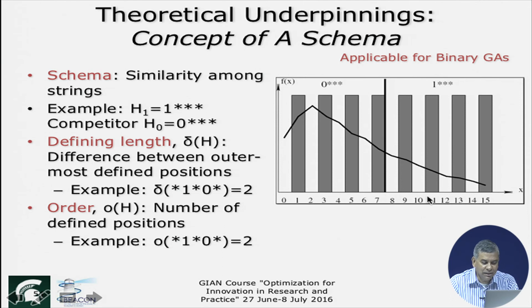8 to 11. Everybody agrees? So there are 4, 8, 9, 10, 11. So these are the 4 strings that 1 0 star star will represent. So obviously it represents 1/4 of the entire search space.